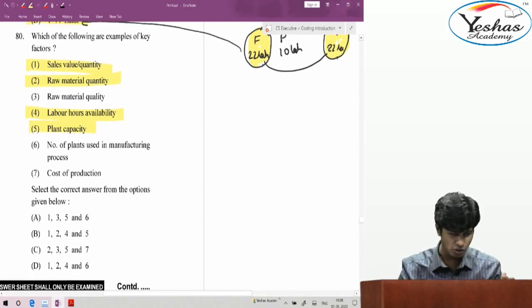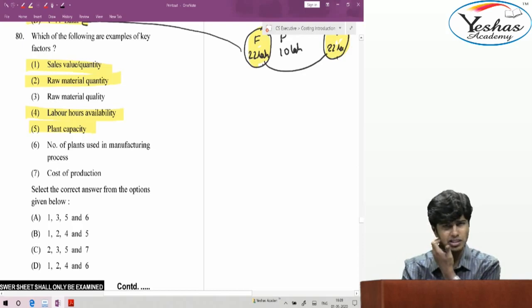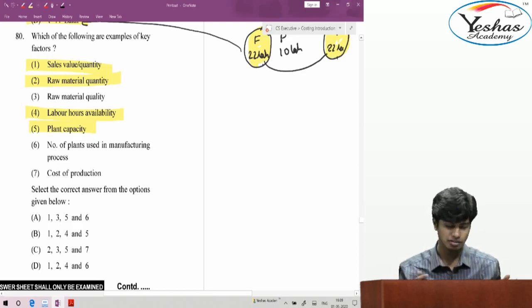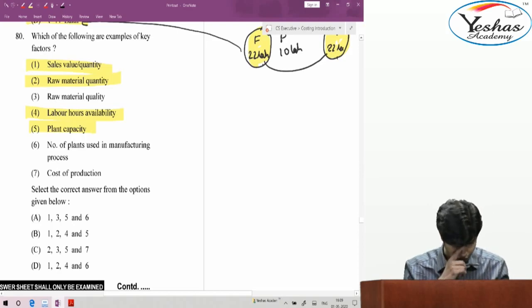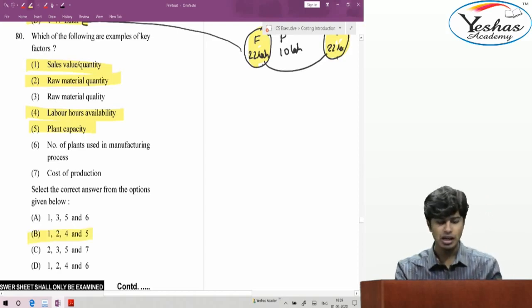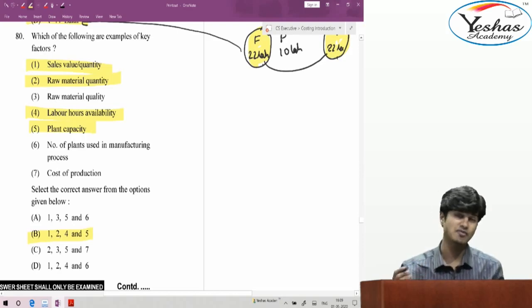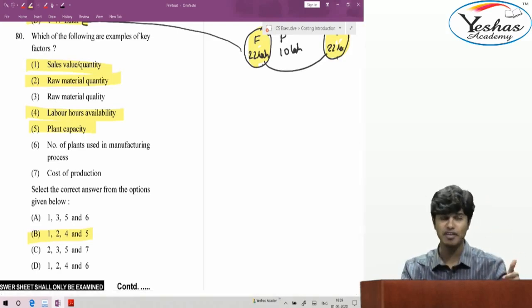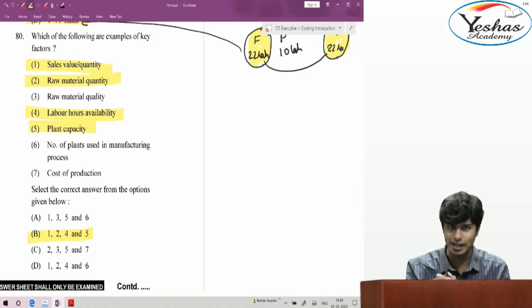Cost of production is also not a key factor. Number of plants is not a key factor because any number of plants can be installed in the manufacturing process. So the answer is 1, 2, 4 and 5. Do you have anywhere 1, 2, 4 and 5? Option B talks about 1, 2, 4 and 5, the key factors that can affect our budgeting process. So first we need to plan for these key factors and then we do the budget for the rest of the items. So this is with regard to question number 80.